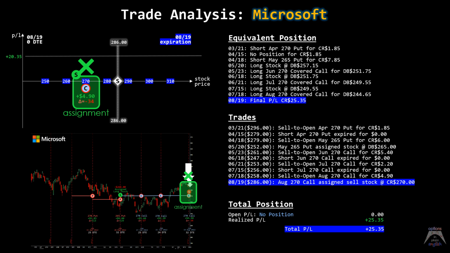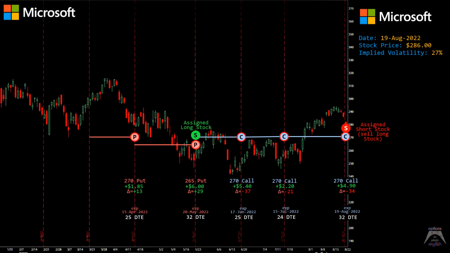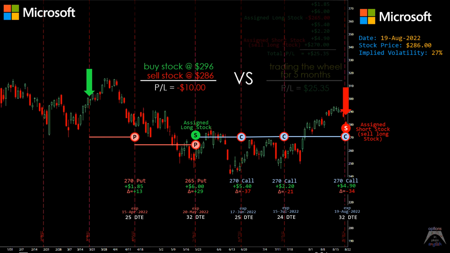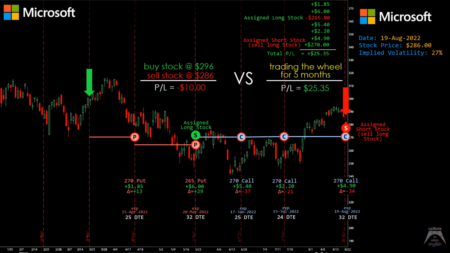Now that we've analyzed real trades in a full cycle of the wheel, we can see where this could be useful to us as option traders. In this case, back in March, Microsoft was trading at $296. If we had bought stock at that price, and later on sold it in August at $286, we would have lost a total of $10 per contract. When we compare it to trading the wheel for 5 months, we see that we would have made a profit of $25.35.